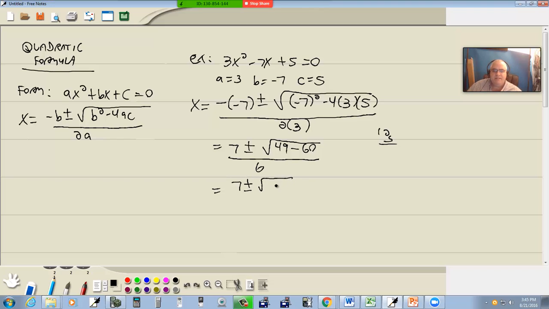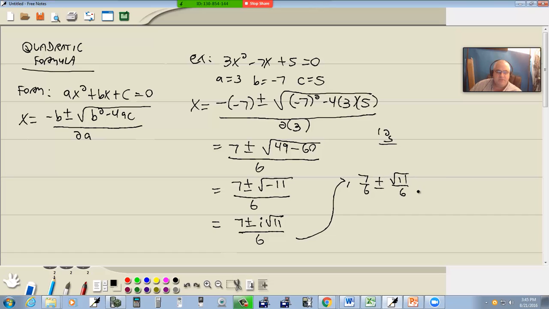See, 49 minus 60 is negative 11 over 6. Now remember, a negative inside of your square root gives you an i. So this is going to be 7 plus or minus i square root of 11, over 6. Whenever you have an imaginary part, you split up your real part separate from the imaginary part. So put 7 over 6 plus or minus square root 11 over 6 with an i to the side. And that's our answer.